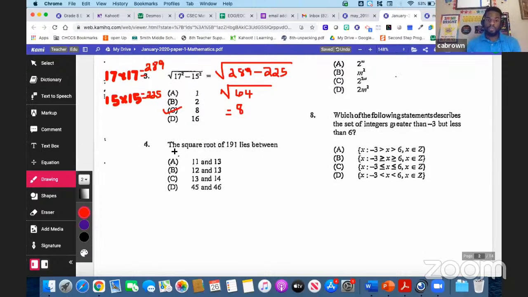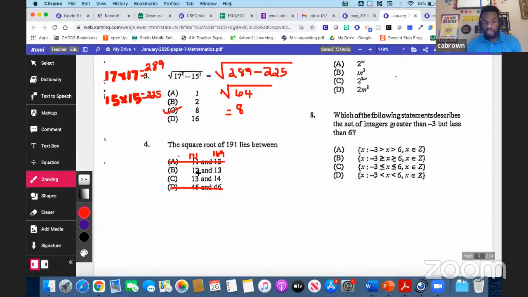Number 4, the square root of 190 lies between what two values? Remember, the opposite of finding the square root is actually squaring a number. So 11 squared is 121. 13 squared is 169. Looking at this, it is too large. 45 squared is too large. So D is already out, A is already out. So our answer is between B and C.